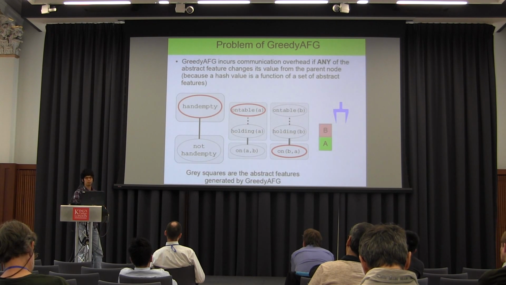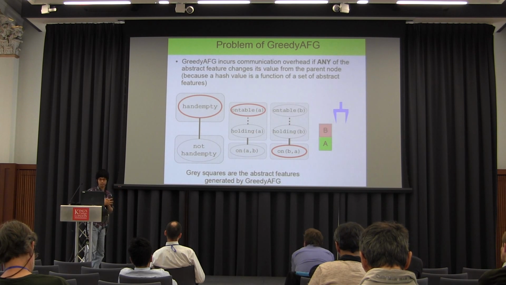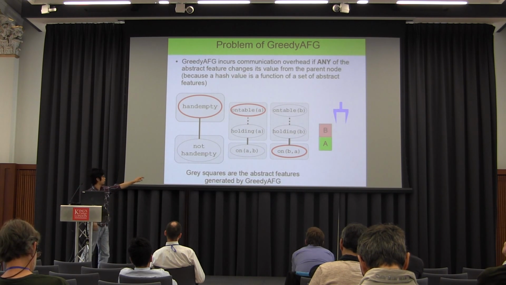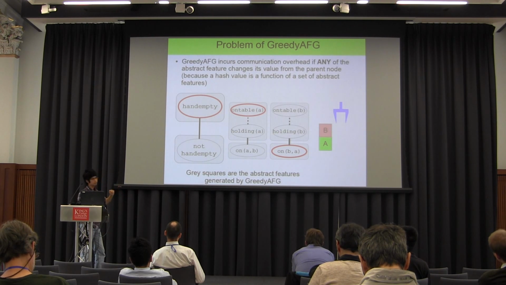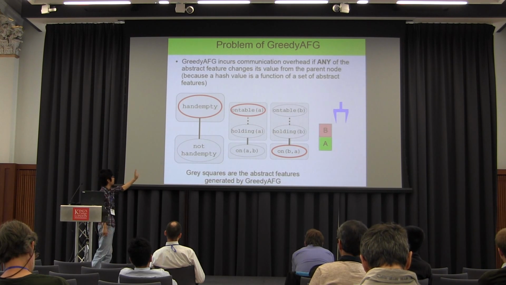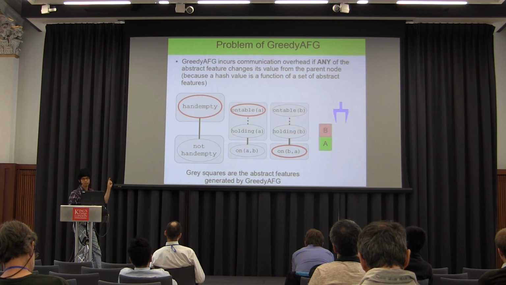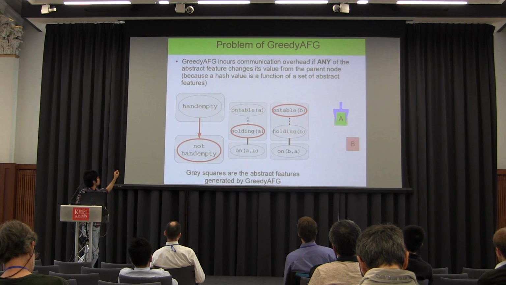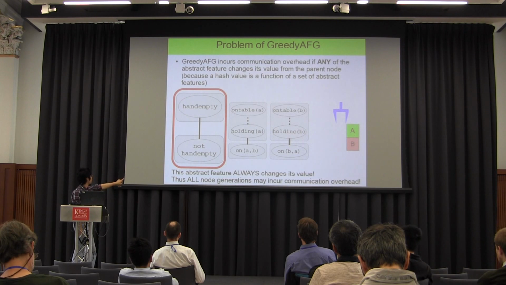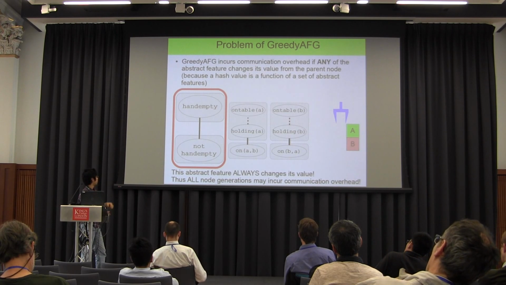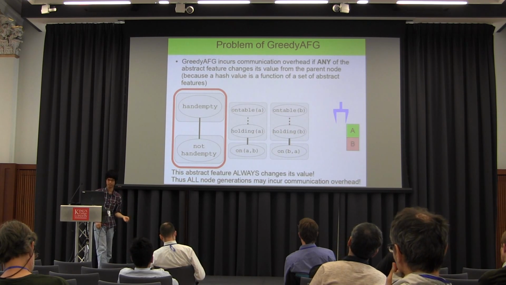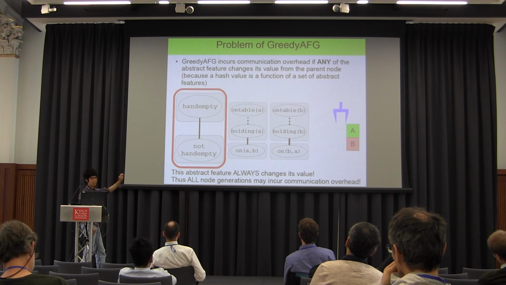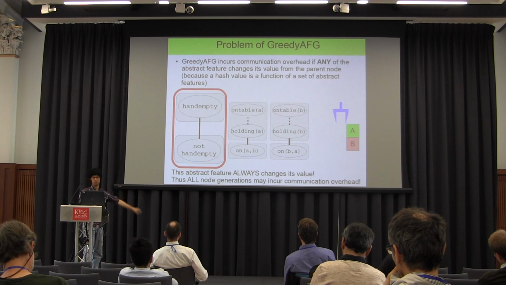So let's see why this is a problem on the example of blocks world. This state of blocks world can be represented using three task variables, and we define abstract features using greedy AFG. Let's see how these values transit in the course of the search. Actually, this abstract feature on the left side always changes its value. Therefore, all node generation incurs communication overhead. So in fact, greedy AFG is doing nothing for this domain. So that's a problem.